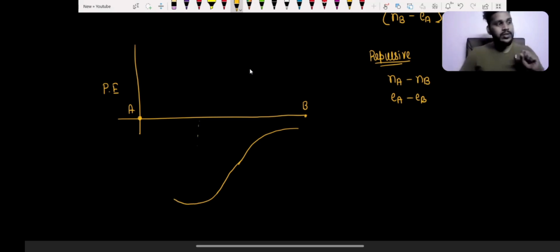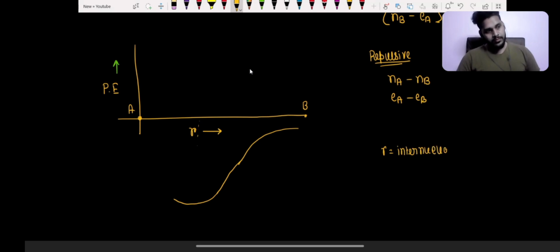I forgot to tell you, on my y-axis I have the potential energy. On my x-axis, what do I have? I have the radius. What is the radius? I mean the internuclear distance, you can say. So R is nothing but the internuclear distance, meaning the distance between the two atoms' nuclei.